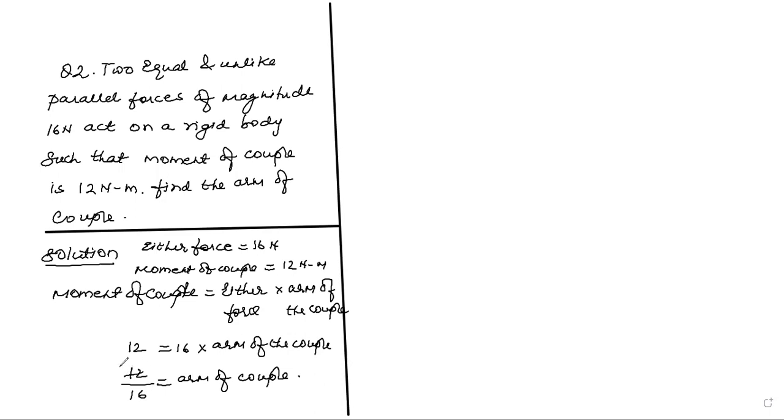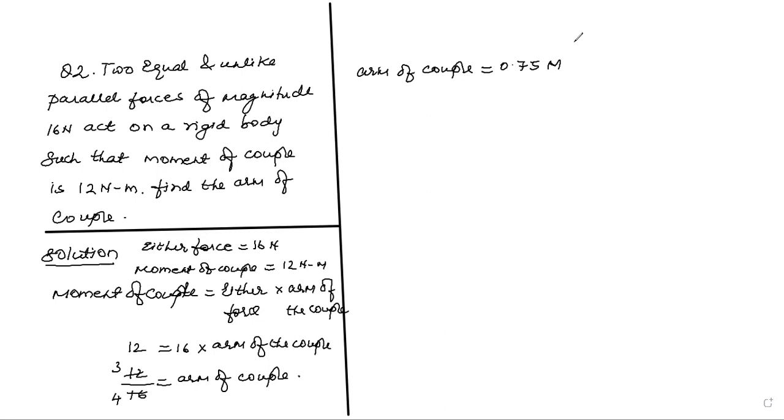Okay, 4 into 3 times 4 is 6. So the arm of the couple equals 0.75 Newton meter, because the arm of the couple is nothing but the distance between the two forces. Okay, so I hope everybody has got this sum, a very simple and easy sum.